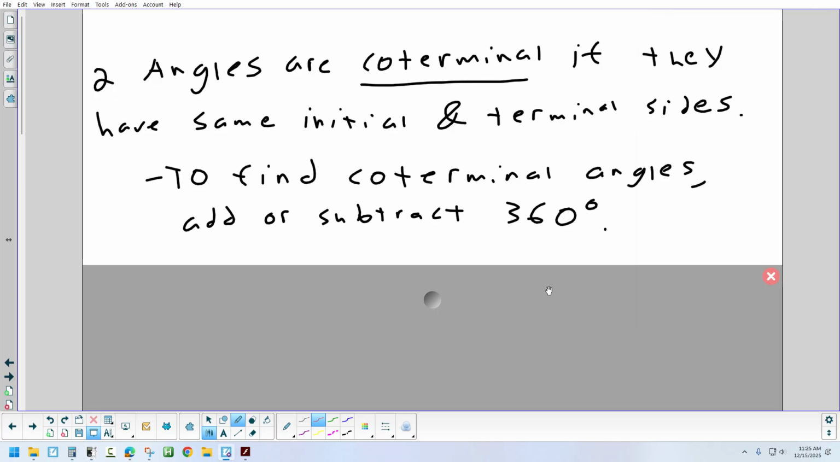So finding a coterminal angle gives you an easier angle to work with. We don't want to work with angles that are bigger than 360. And we also don't want to work with angles that are smaller than, what do you think? 0. Because now we're getting into negatives. In general, we want to try to work with angles between 0 and 360. That's going to be the easiest to kind of think about in our head.